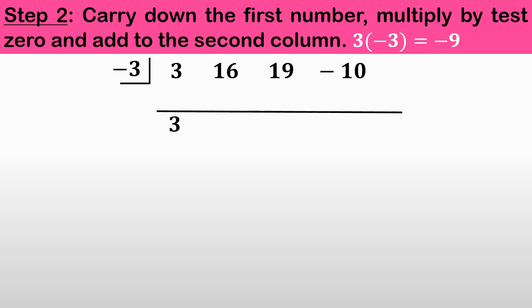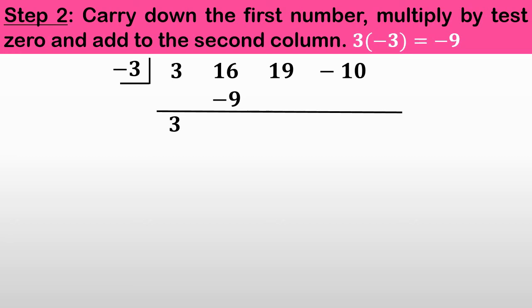Then multiply by the test 0. So 3 times negative 3, the answer is negative 9. So ilalagay natin automatic ang result sa tapat ng ating next column. And then, let's add to the second column. So, since ang result ay negative 9, imbis na i-add, we need to subtract.